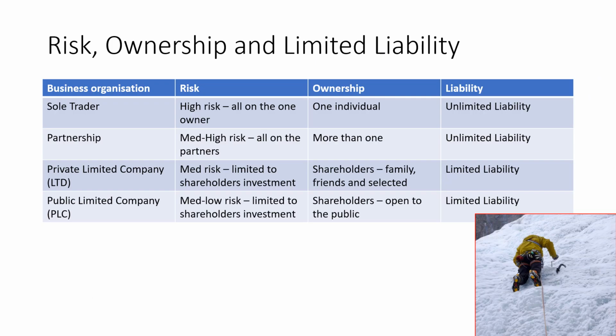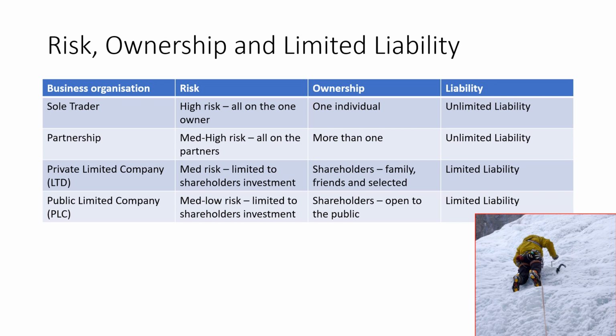Now, looking at risk, ownership, and limited liability. If we're looking at sole traders, there's a high risk, with everything under one owner. It's owned by one individual, and they have unlimited liability. With partnerships, there's a medium to high risk. It's now on the partners, and remember, you can have just above 2 partners, maybe around 20 max. So ownership is more than one, and they also have unlimited liability.